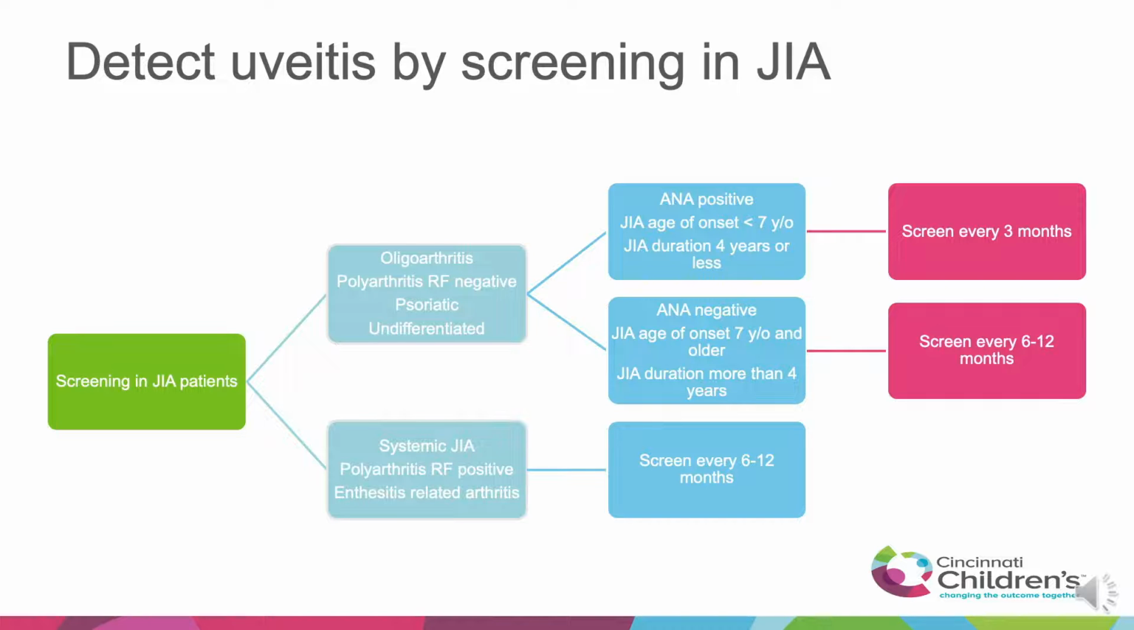But as an example of using the top boxes, a child who has one of these JIA categories, either oligoarthritis, polyarthritis that is RF negative, psoriatic arthritis, or undifferentiated arthritis. If they are ANA positive, they have had JIA age of onset less than 7 years old, or they are earlier in their disease course, so they've had JIA for 4 years or less. These children tend to be at highest risk and need to be screened by their eye care specialist every 3 months.